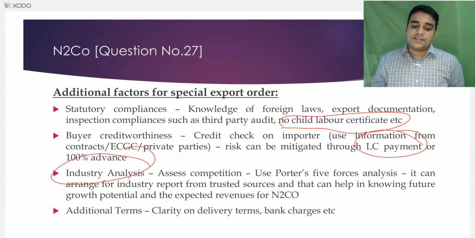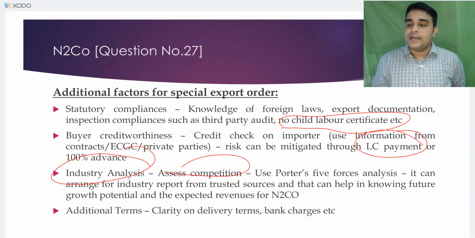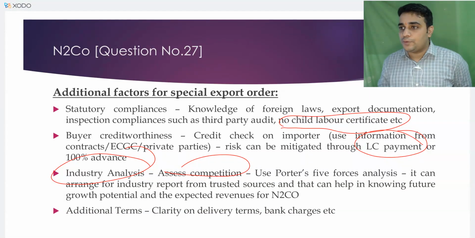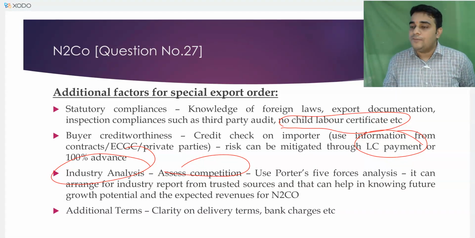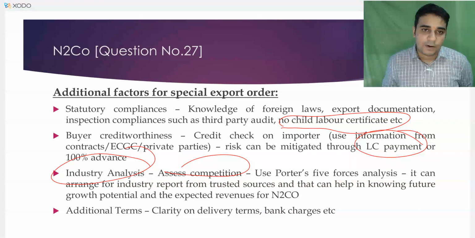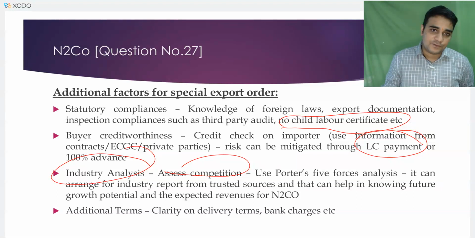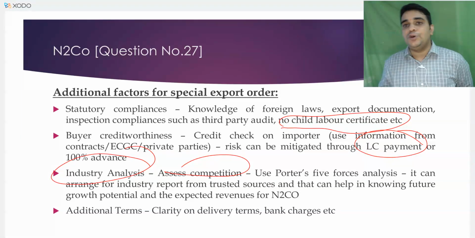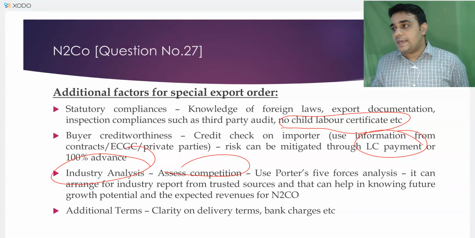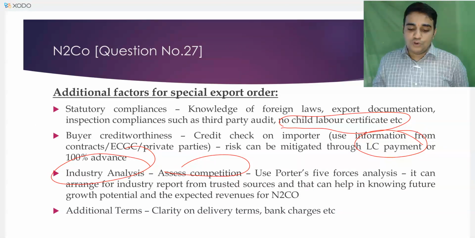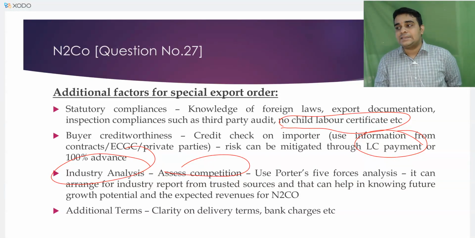So in industry analysis, you can assess the competition through Porter's 5 forces model. You could have learnt about this in strategic management, where you look at multiple things: bargaining power of your customer, bargaining power of your supplier, the threat of substitutes, how new competition is going to come in, and how the existing competition is. So you do that analysis. Based on the analysis, you will be able to understand industry attractiveness.